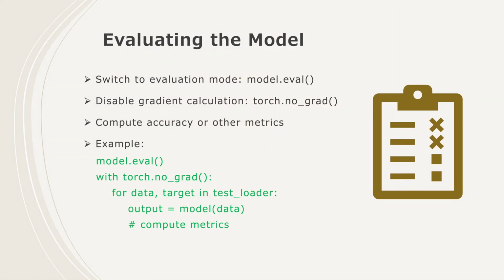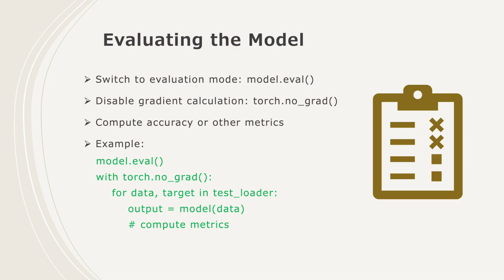Now that we've covered how to train a neural network, the next step is evaluating its performance. Evaluation works a bit differently from training because we don't want the model to update its weights or track gradients during this phase. First, we switch the model into evaluation mode by calling model.eval. This tells certain layers, like dropout or batch normalization, to behave differently compared to training.